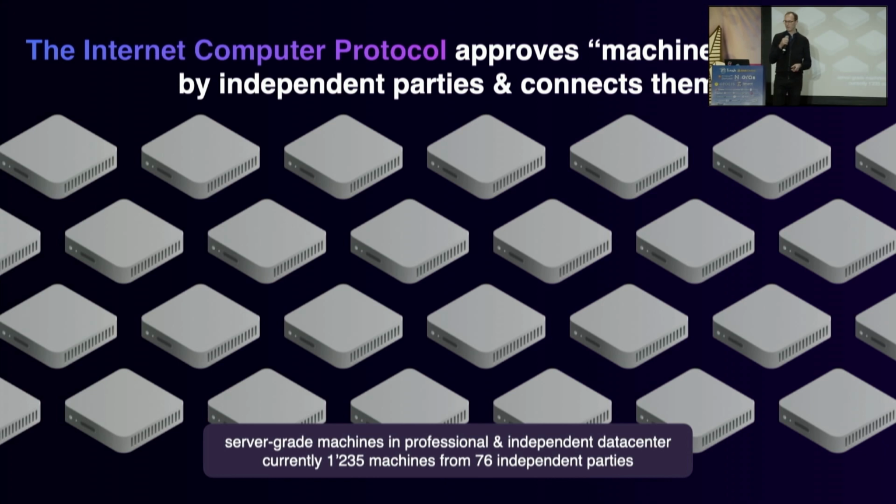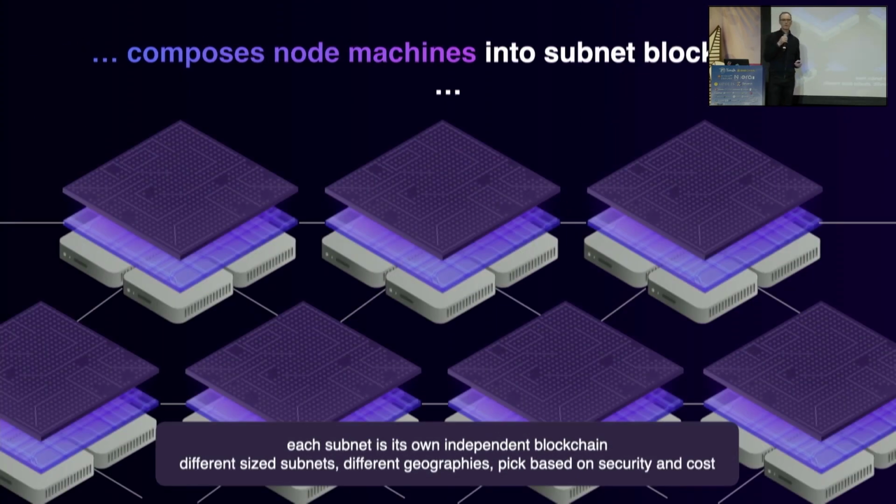operated professionally. Currently, there are more than 1,200 machines on the Internet Computer Protocol from about 79 independent providers. We have weekly proposals to the protocol from new node providers who want to join the network. As I was saying, the Internet Computer Protocol groups these node machines into blockchain subnets, and each of these subnets is an independent blockchain by itself.